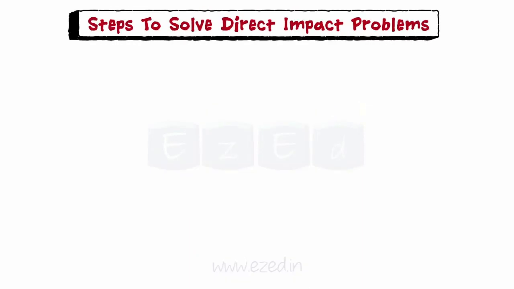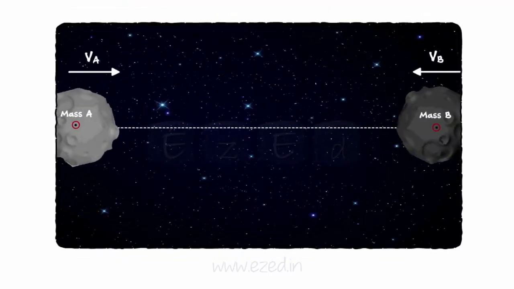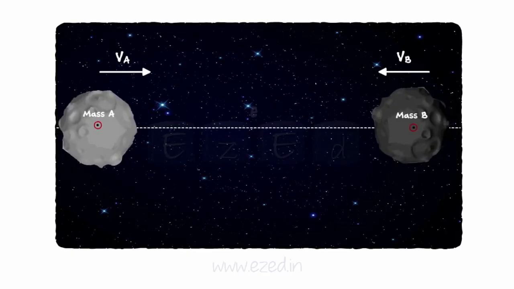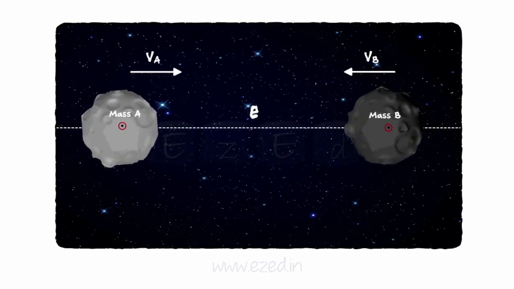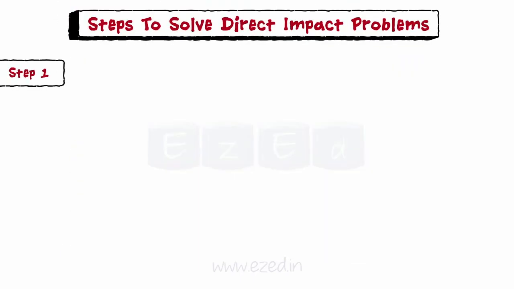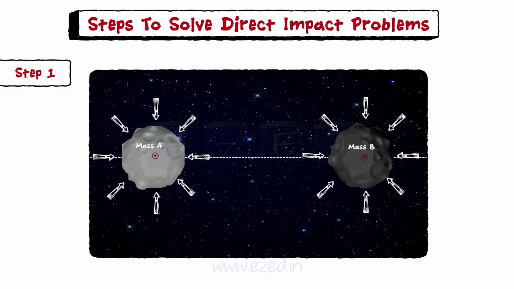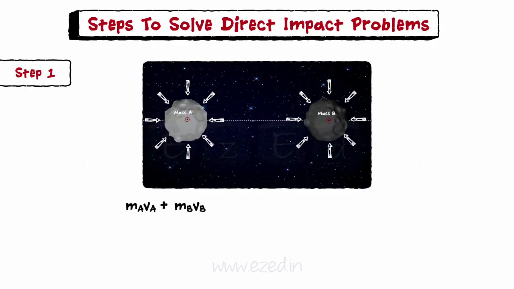Let us understand the steps to solve the problem on direct impact. The given data will be the velocities of the bodies before impact and the coefficient of restitution E, and we have to find the velocities of the bodies after impact. Step 1. Since there are no external forces acting on the colliding bodies, the momentum of the system is conserved, that is, conservation of momentum is applicable. Initial momentum equals final momentum.